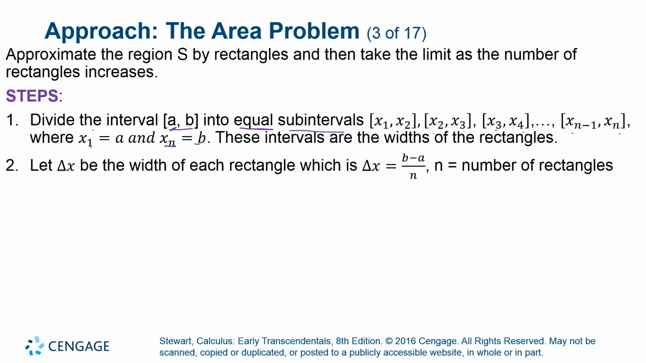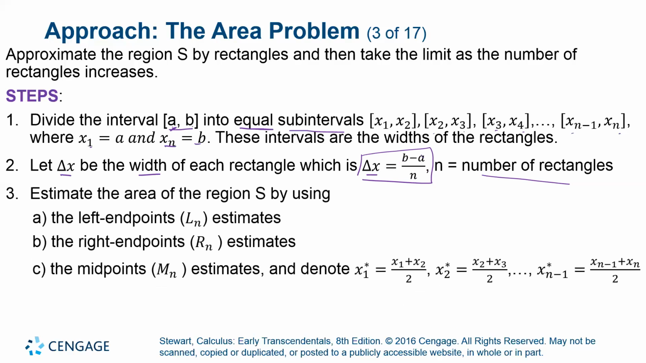Now we're going to let delta x be the width of each of the rectangles. If they're going to be equal, then it depends on the number of rectangles. There are n of them. So for n rectangles, the width delta x is given by b minus a divided by n, which is this one right here. Okay, that's step 2.